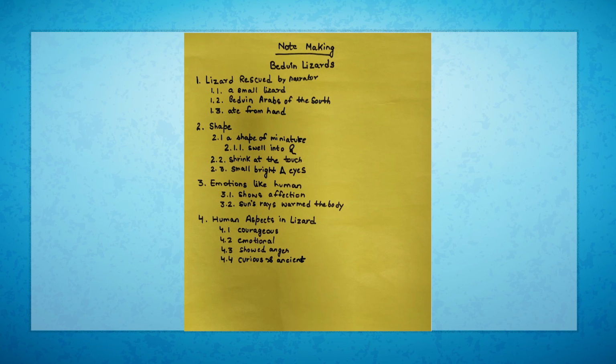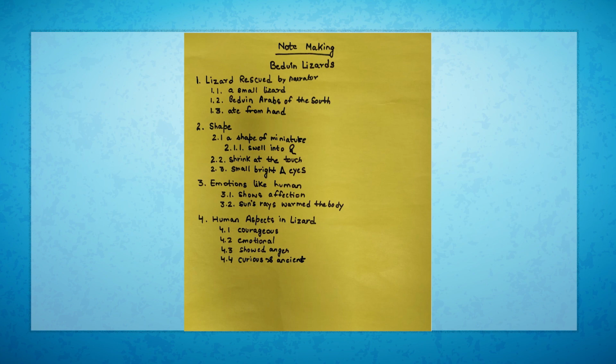So, you have taken that. So, 3.1 is shows affection. And the second point, 3.2, sun's rays warmed the body. The lizard basked under the sun to warm up the body, the way humans do. Then the fourth point, human aspects in lizard. 4.1, courageous. 4.2, emotional. 4.3, showed anger. And 4.4, curious and ancient.